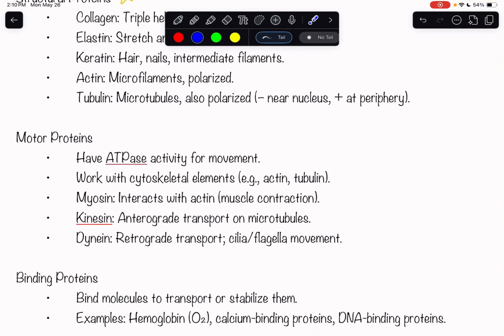So we know motor proteins use ATPase activity for movement. So they use ATP to move. They work alongside your cytoskeletal elements, so in particular actin and tubulin. Myosin interacts with actin. And again, this one is 100% what we call, I guess, high yield. And then we know these two are pretty important too, very fun fact. So anterograde transport and then retrograde, okay? Those are the main differences between these two. And then here we use ciliary and flagellum movement.